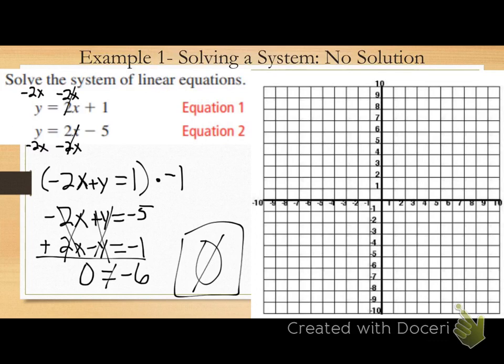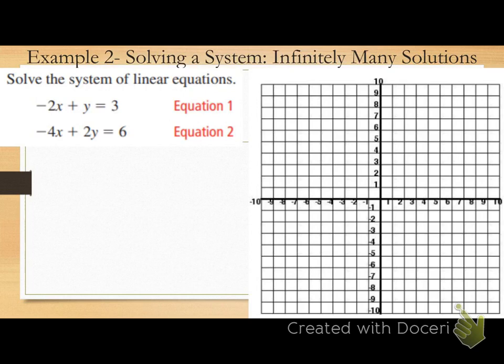Any questions, comments, concerns on example 1 using any of the methods? Do I expect you to use every method on every problem? No. There's one section on your assignment where it says solve the system of equations. It doesn't tell you to use any specific method, so you get to pick. Can I move on to example 2? All right.